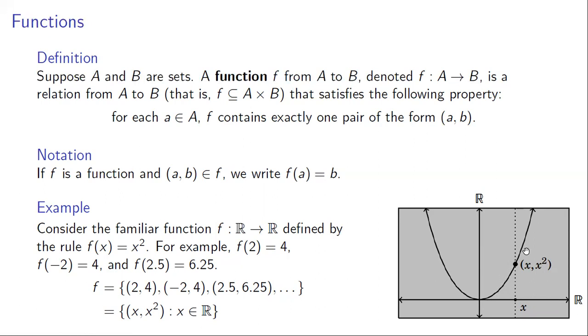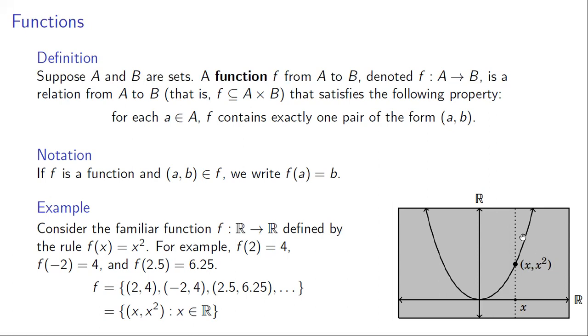So, there's one point over here. I don't know exactly where on the curve it is, but there is going to be a point on this curve, 2, 4. There's going to be another point on this curve, -2, 4. There's going to be another point on this curve, 2.5, 6.25. In general, every point on the curve has the form x, x squared.